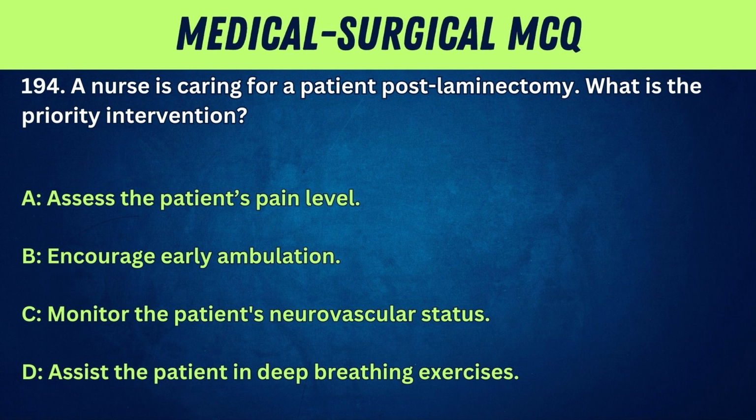194. A nurse is caring for a patient post-laminectomy. What is the priority intervention? A. Assess the patient's pain level. B. Encourage early ambulation. C. Monitor the patient's neurovascular status. D. Assist the patient in deep breathing exercises.